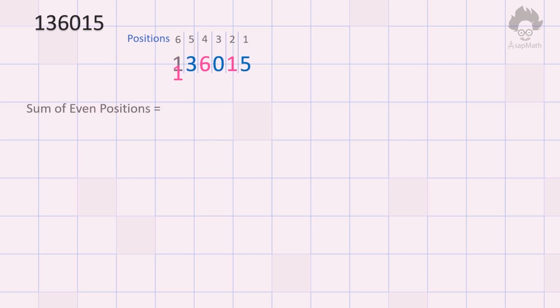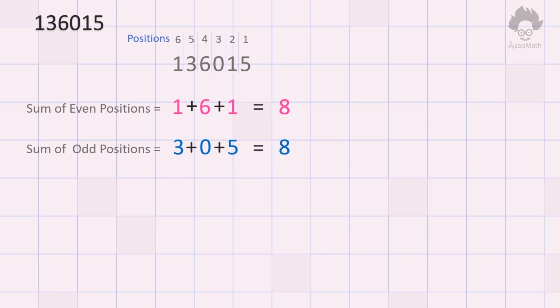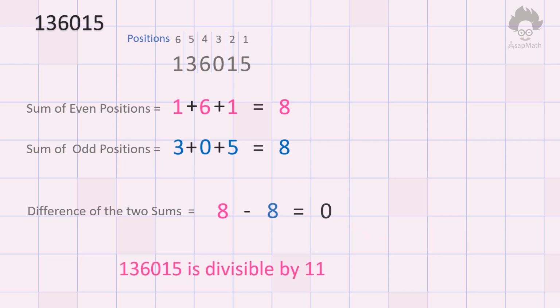Sum of even positions are taken. It is 8. Sum of odd positions are taken. It is also 8. Now we have to take the difference. It is 0. This is a multiple of 11. So, whole number is divisible by 11.